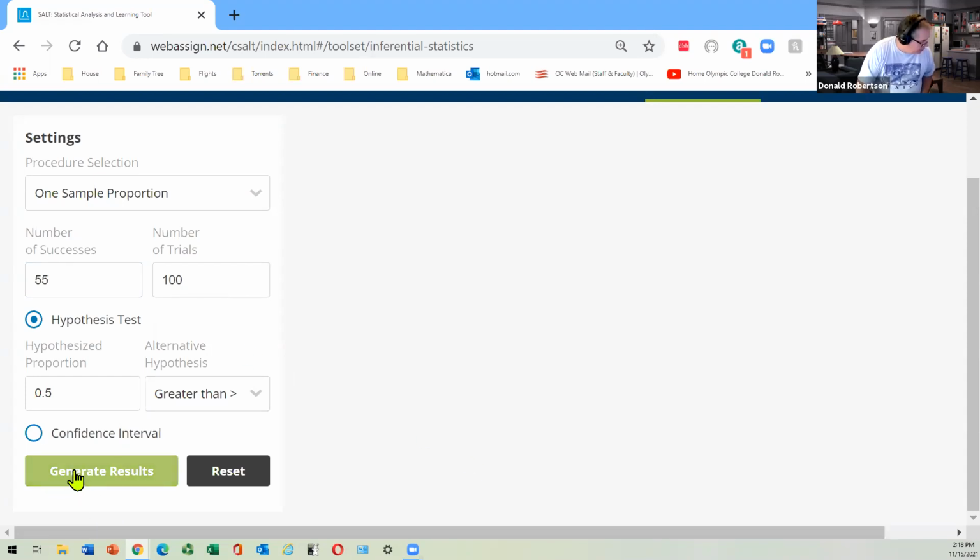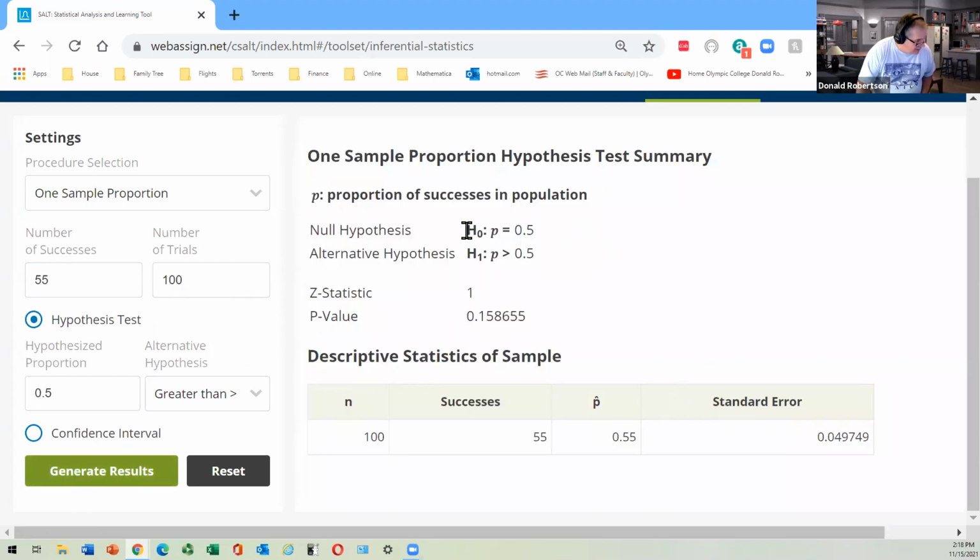Now, when you hit generate results, can you see the P is 0.5? And okay, think of that as the alternate. The alternate is greater. Oh, there's the Z guy. Oh, dear me, do you see my p-value? 0.15. Do you think that's going to be less than 10%, which is the alpha that I'm choosing? Not enough evidence.